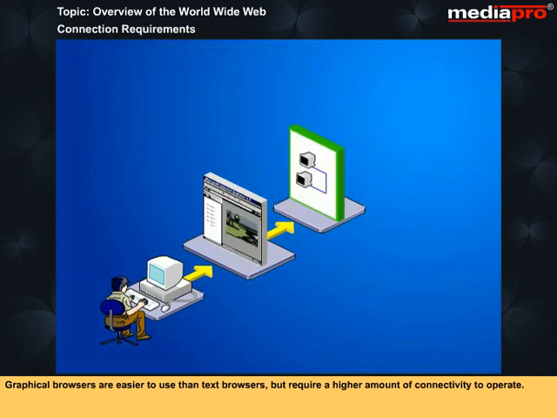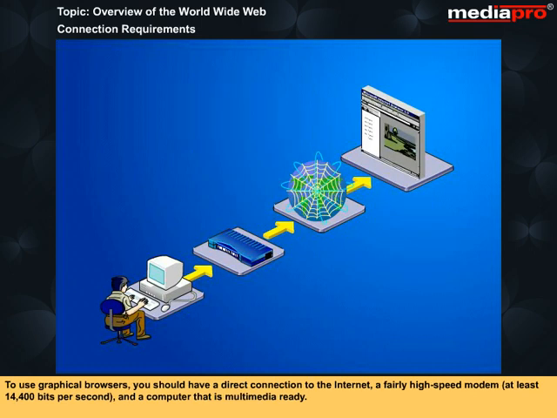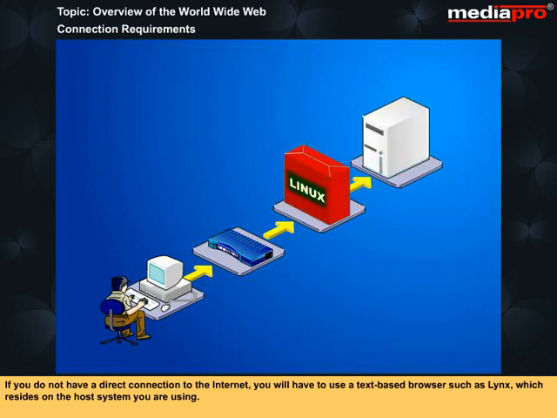Graphical browsers are easier to use than text browsers, but require a higher amount of connectivity to operate. Considerable bandwidth is required to send graphics, sounds, animations, and other large files over a network. To use graphical browsers, you should have a direct connection to the Internet, a fairly high-speed modem, at least 14,400 bits per second, and a computer that is multimedia ready. If you do not have a direct connection to the Internet, you will have to use a text-based browser, such as Lynx, which resides on the host system you are using.